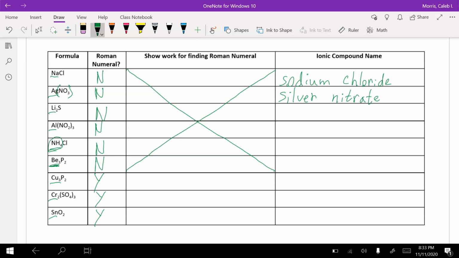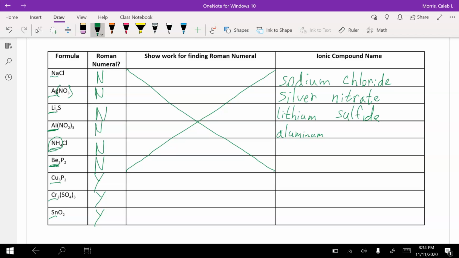Okay, S, that's just one atom. So S is sulfur. Remember, we need to change the ending to ide. So it's going to be sulfide. That's our second name. And the first name, Li, is lithium. Okay, the next one, the first name is just the metal name. Al is aluminum.